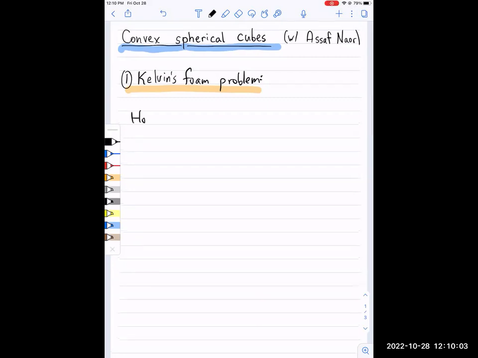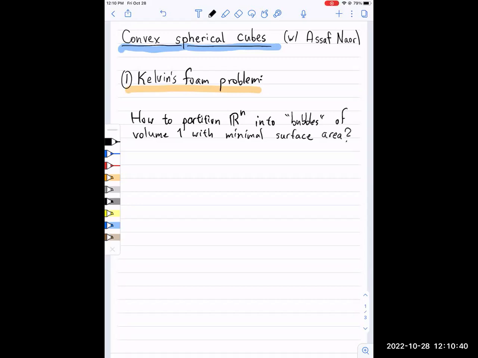So how to partition R^n into, call it bubbles, call it whatever you want, tiles of volume 1 with minimal surface area. So how would you do this in, say, 2 dimensions?